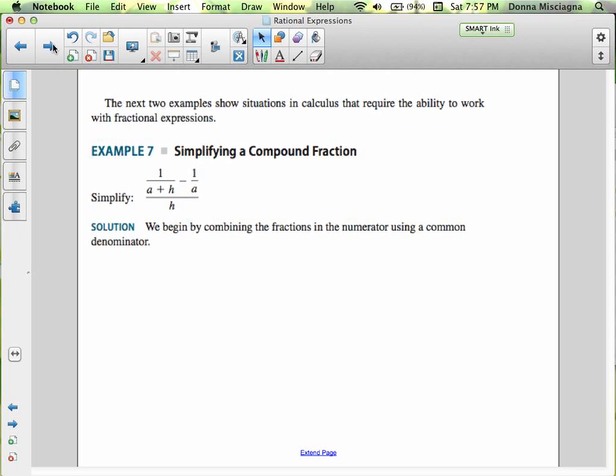All right, so h here can be written as a fraction. It's h over 1. 1 over a plus h, and 1 over a can be combined into one fraction, and then we'd have a fraction divided by a fraction.